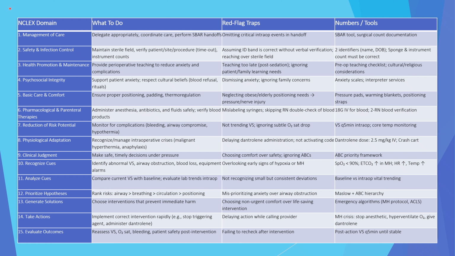Neglecting obese, elderly positioning needs, pressure, nerve injury. In preoperative, you need to take the height and weight. I said there about is very important to arrange the table. And yeah, the pressure pads, warming blankets, positioning straps.